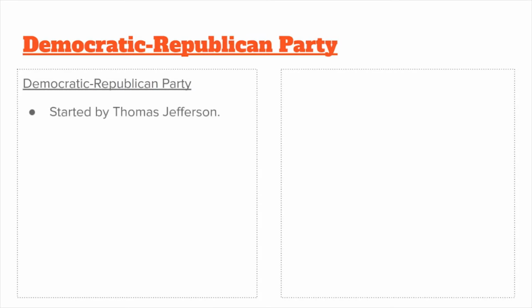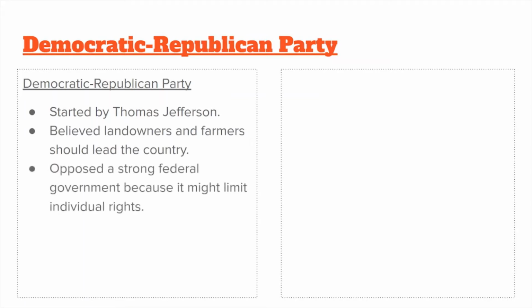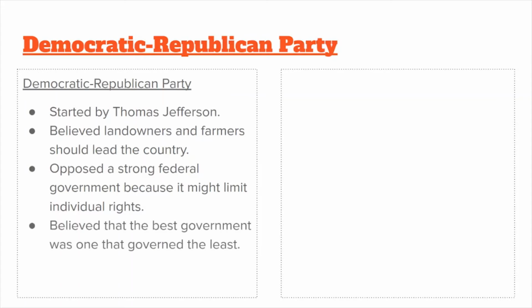The Democratic Republican Party. This political party was started by Thomas Jefferson. He believed landowners and farmers should lead the country. He opposed a strong federal government because it might limit individual rights. He also believed that the best government was one that governed the least. This political party was popular in the southern states.